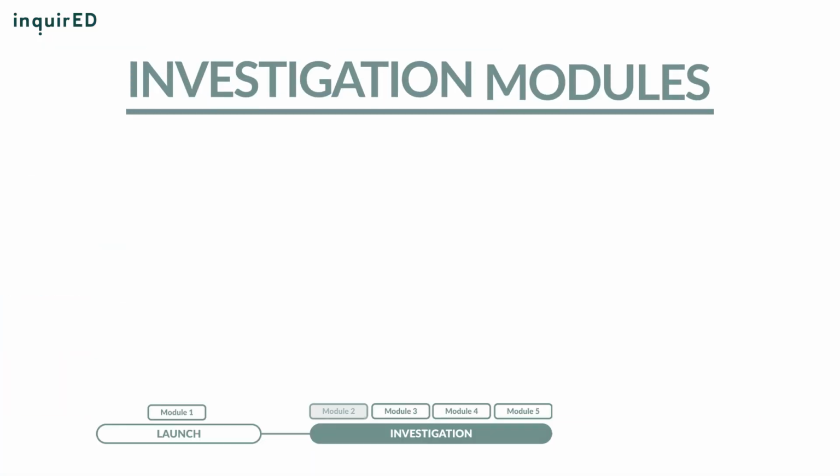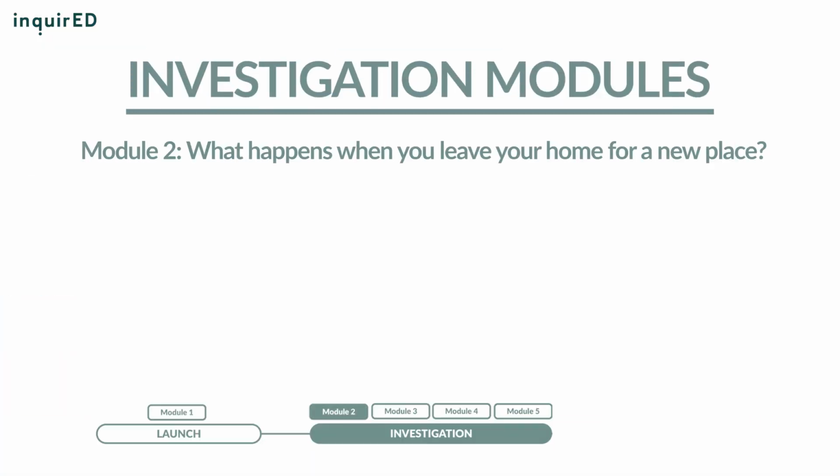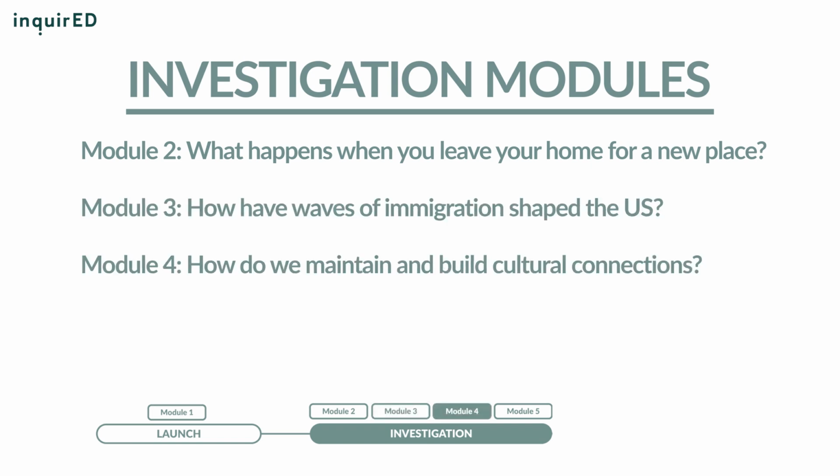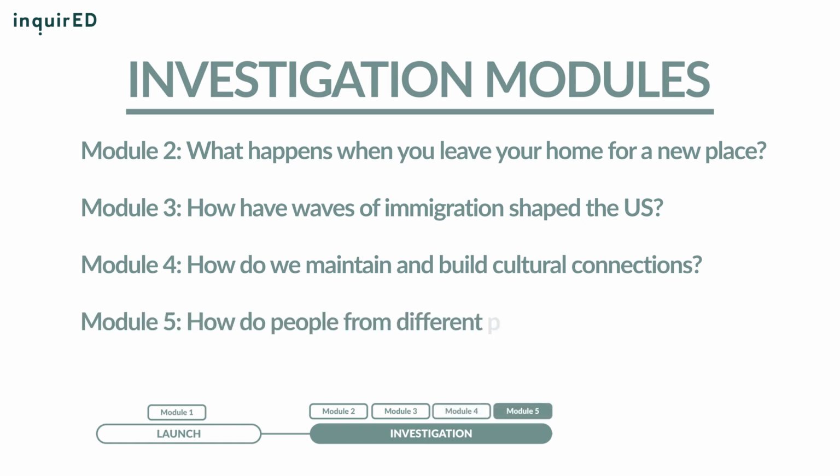After the launch module, students move through a series of investigation modules, each organized around an essential need-to-know question. What happens when you leave your home for a new place? How have waves of immigration shaped the U.S.? How do we maintain and build cultural connections? And how do people from different places and cultures become a community?